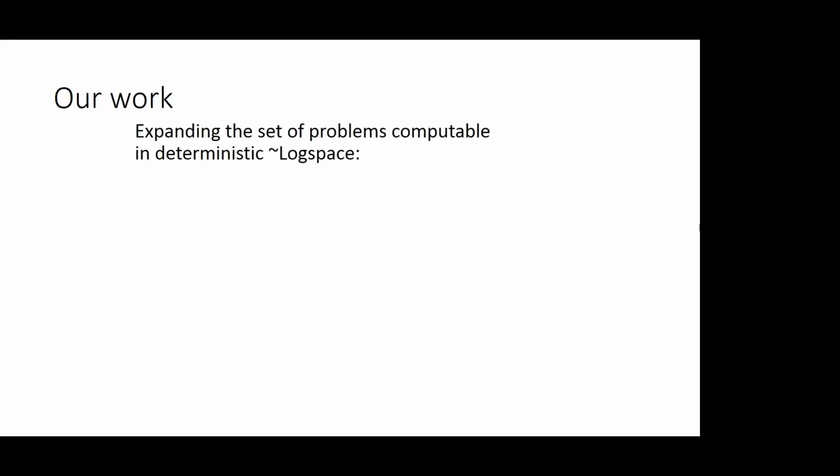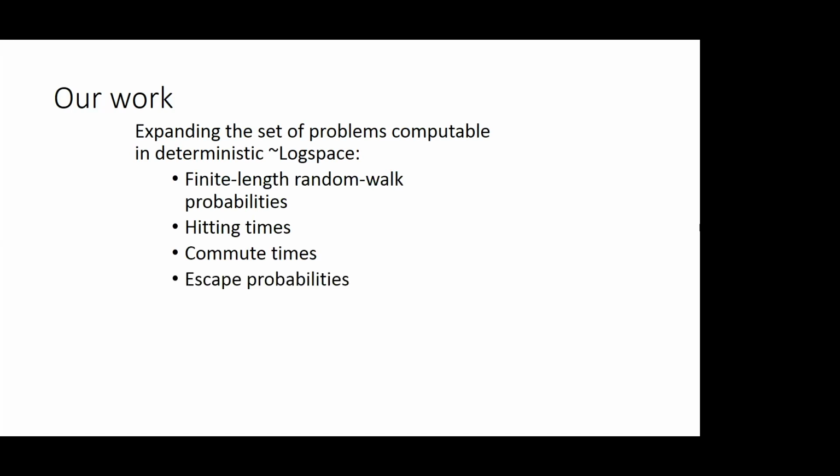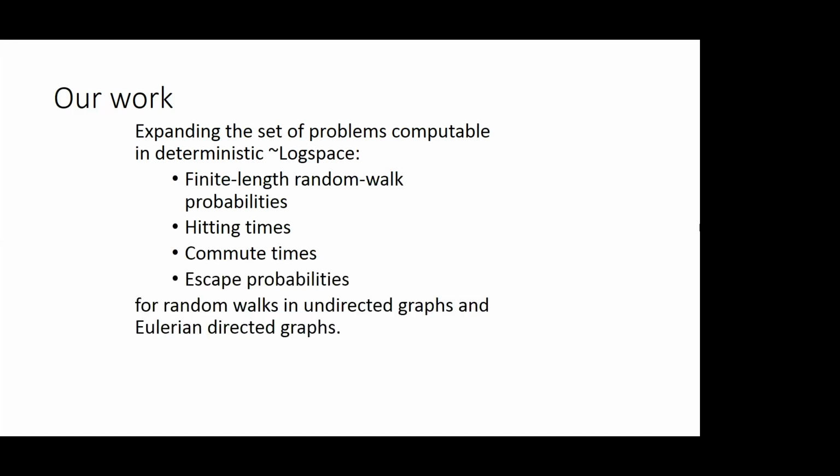And so what our work does is it helps to eliminate this con. It expands the set of problems that are computable in deterministic, roughly logarithmic space. So now we actually can compute finite length random walk probabilities. I should mention in Eulerian graphs, hitting times and commute times and escape probabilities. And that's all for random walks in both undirected graphs as well as, more generally, Eulerian graphs, which was not known previously.